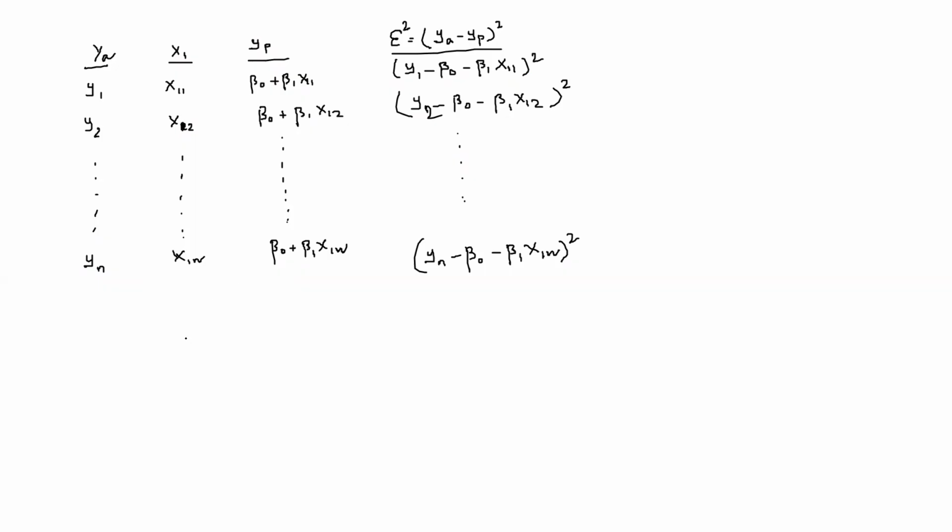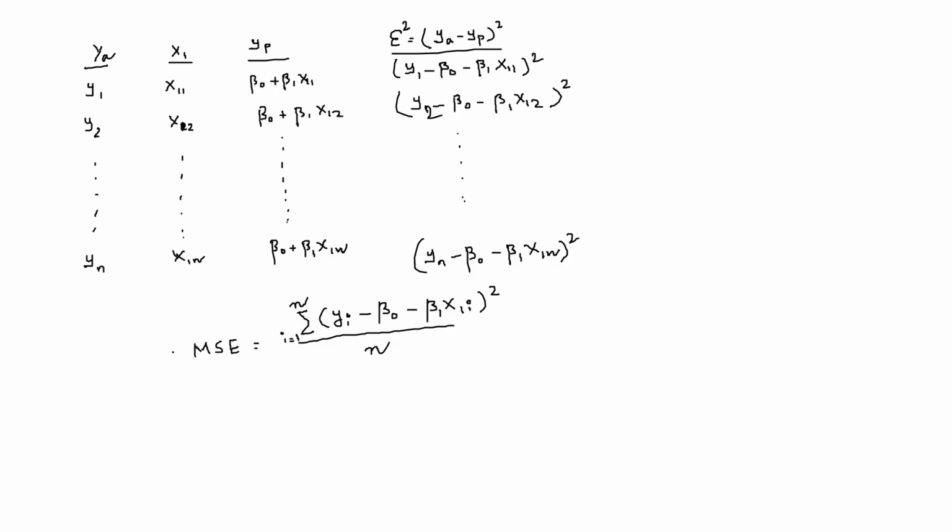And then I got a mean error square value. So mean square error. What is the mean square error? The mean of these values. So to do a mean, I have to add them up and divide by n. What do I add? I add y_i minus beta 0 minus beta 1 x_1i, square of that. i varies from 1 to n.